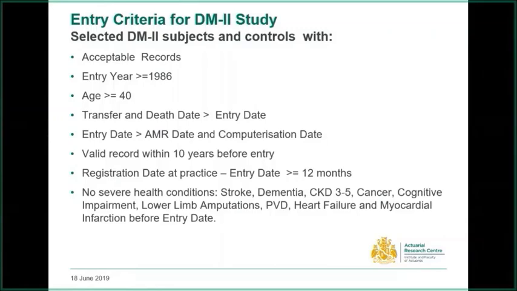We also excluded patients who had severe health conditions, in particular stroke, though we left patients who had TIA, transient stroke. Then we excluded all patients who had all forms of dementia, and patients who had CKD 3 to 5. We excluded all patients with all forms of cancer, cognitive impairment, lower limb amputations, peripheral vascular disease, heart failure, and myocardial infarction.